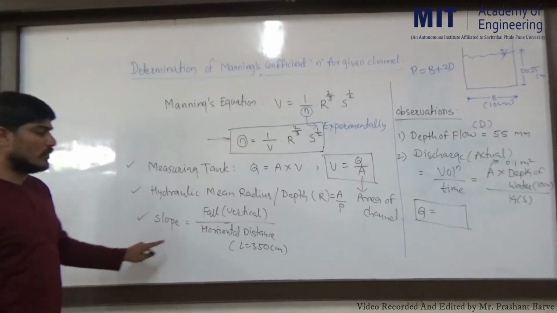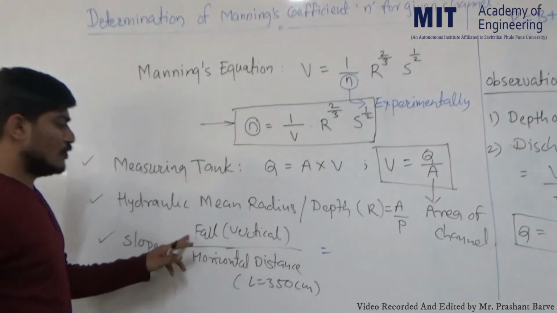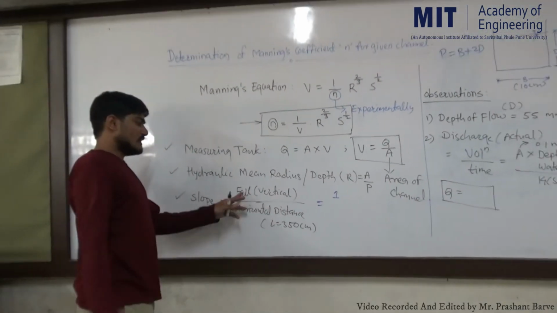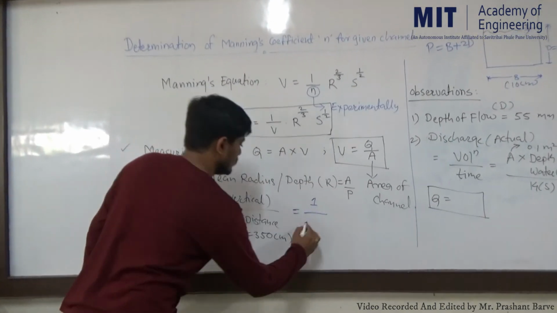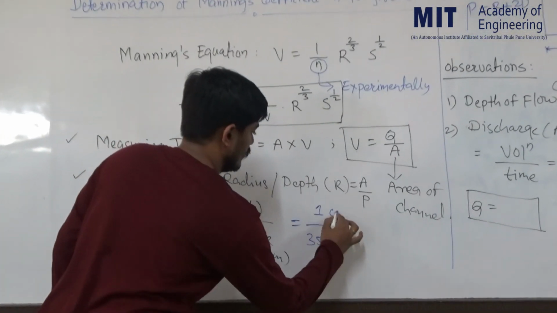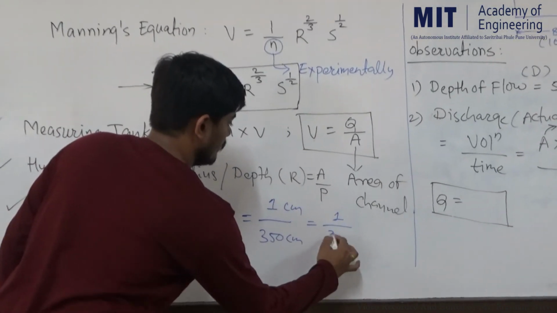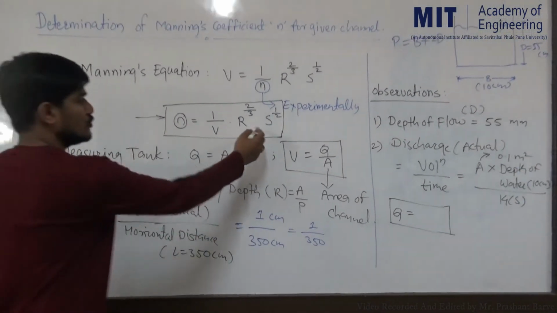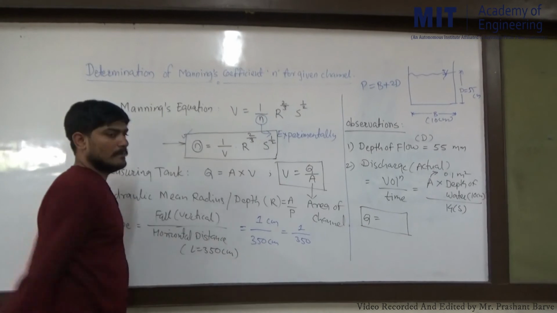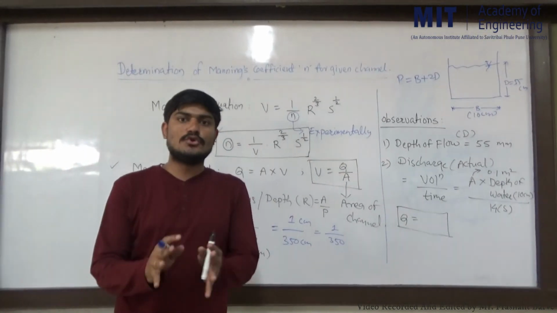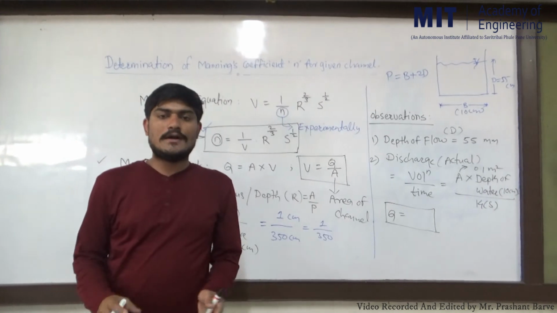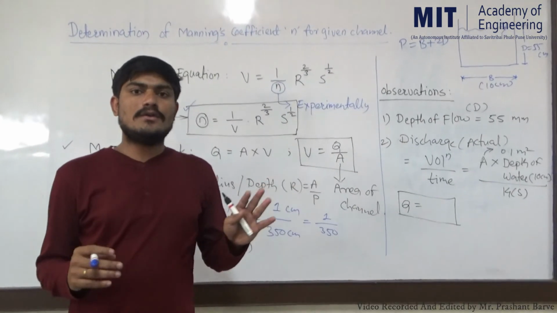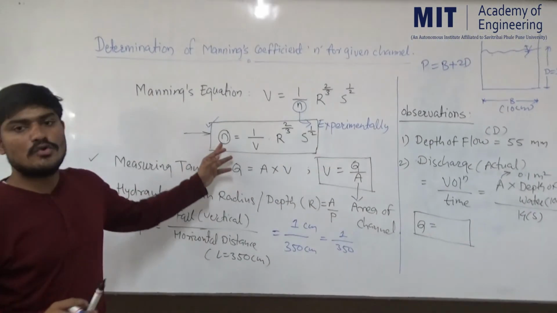And slope, look here, this is an important calculation. So drop we have considered as 10 mm or 1 centimeter, I can say. 1 centimeter vertical drop in a horizontal distance of 350 centimeters. So the slope is 1 in 350. So you will put the values in this equation. Everything is known to you. From this you can determine the value of n. I am not going to do the calculations and show you. So by looking at this video and following these instructions, you have to do all the calculations, and you can determine the value of n.